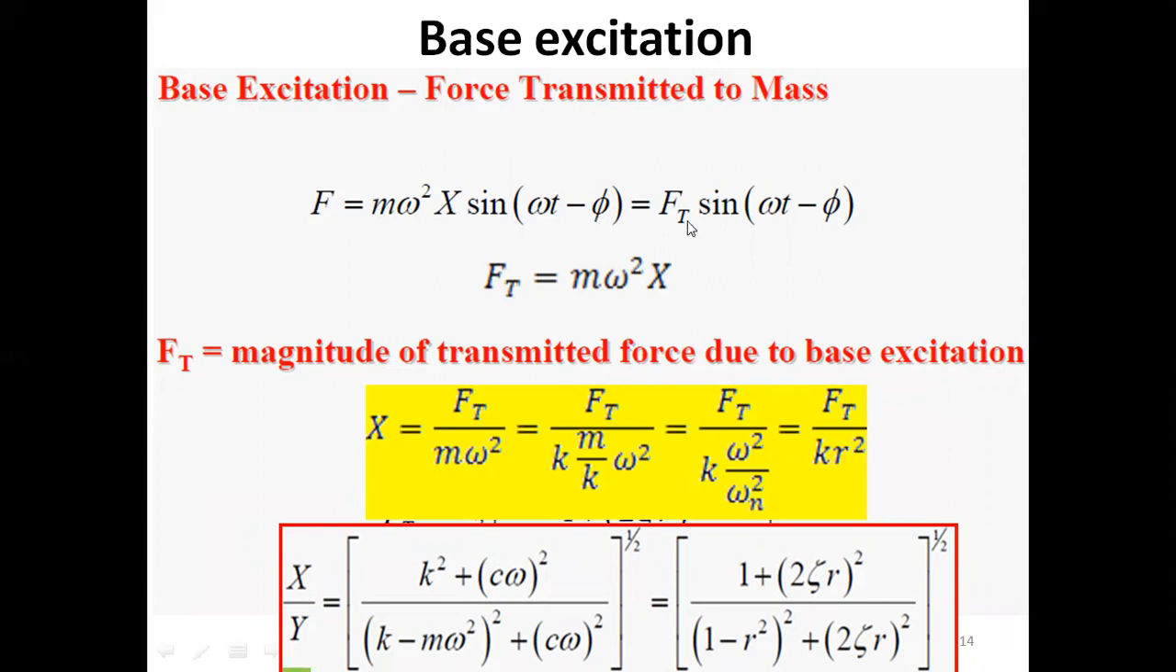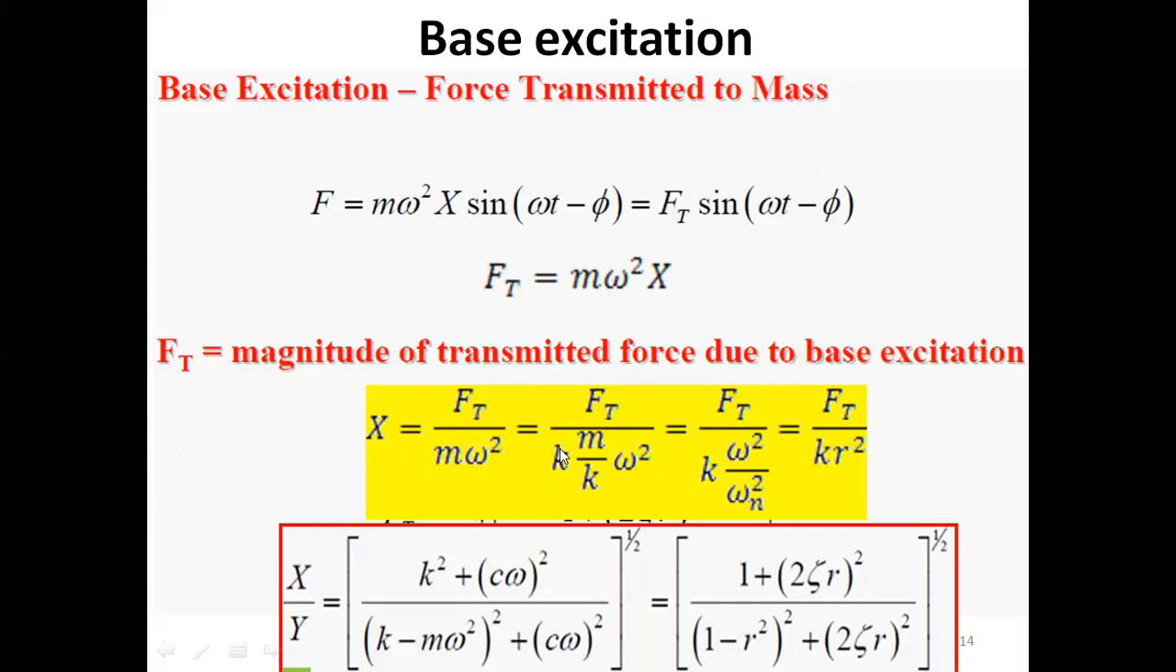So we could write f of t is equal to F subscript t sine(omega t minus phi), and F_t is the amplitude of the transmitted force, and it is equal to m omega square X. So F_t is the magnitude of the transmitted force due to base excitation. From this equation, we could take out X. You have to divide this equation on both sides by m omega square, or bringing this quantity to the other side of the equation, capital X would be equal to F_t over m omega square.